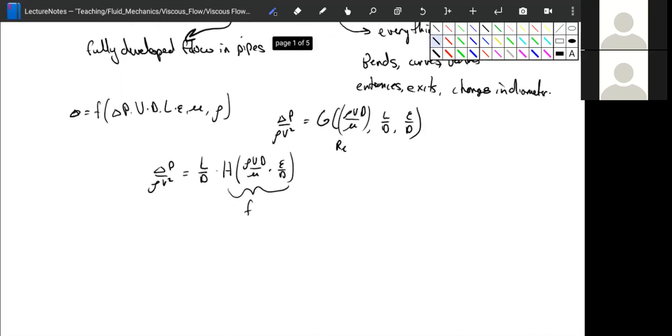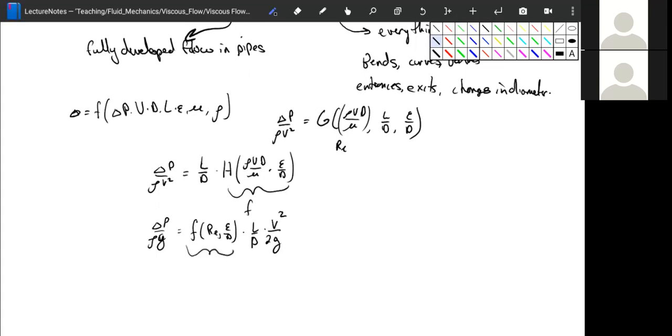So like I said, we can rearrange this, put a 1/2 on the bottom. So we get delta P over rho g is equal to some unknown friction factor, which is a function of the Reynolds number and E over D, times L over D, times our V squared over 2g. And this is our major head loss.